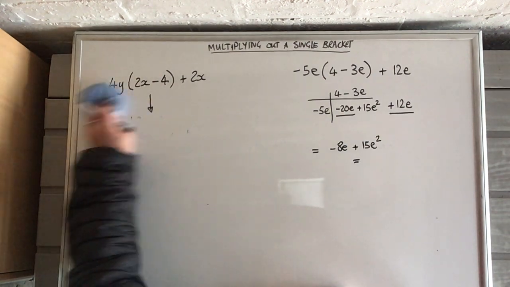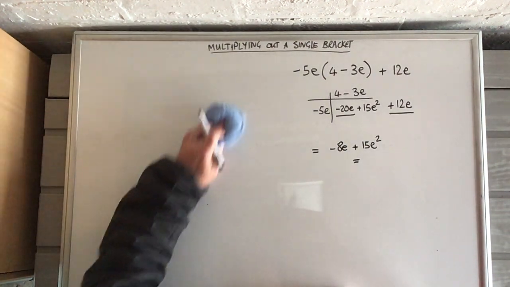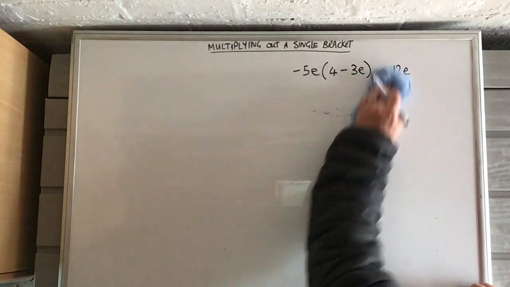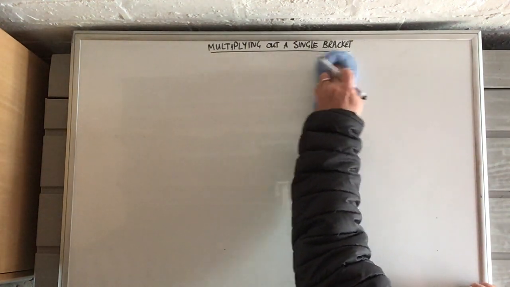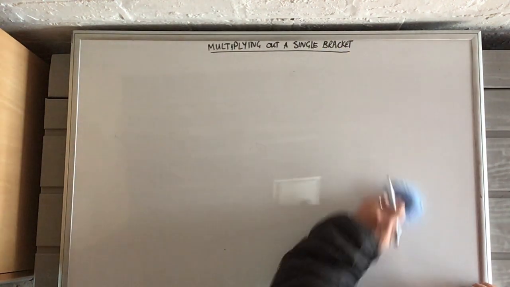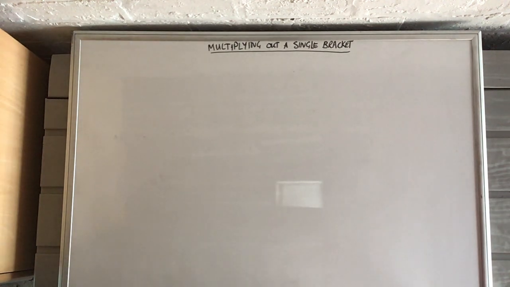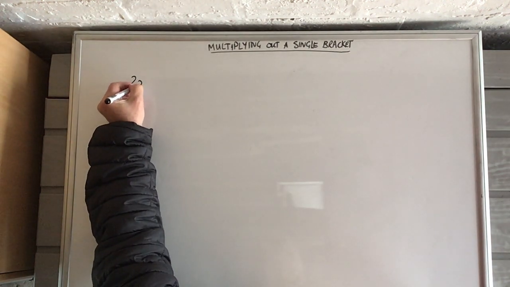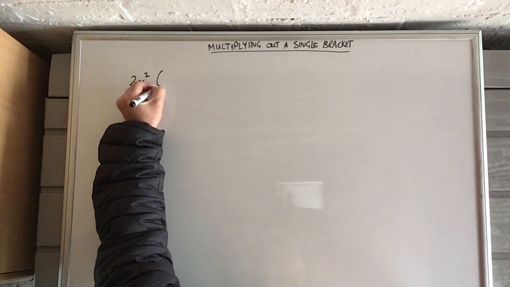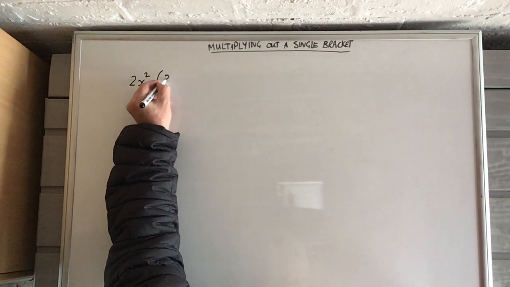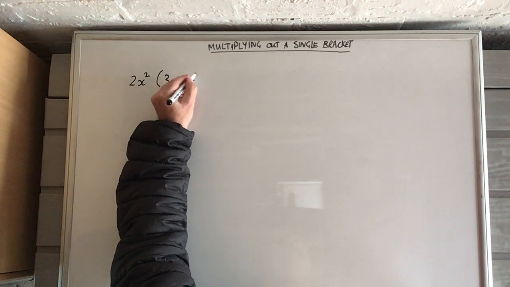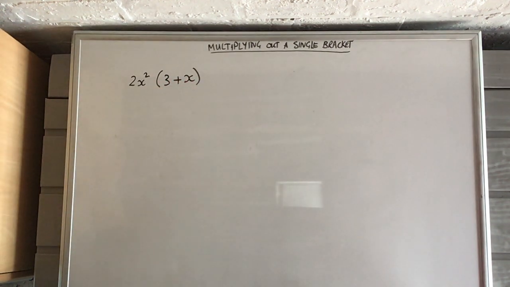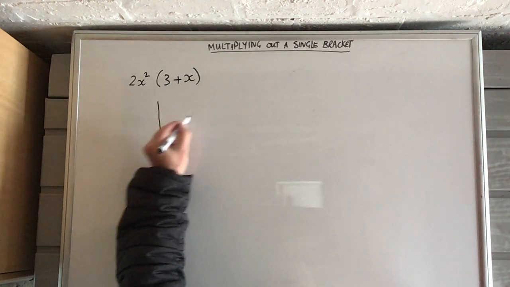I'm going to do another couple, sort of harder type again. This is where you have to know your rules for indices and see what happens to the powers. So let's go for 2x squared (3 plus x). Let's see where that takes us. Again, set up our grid.